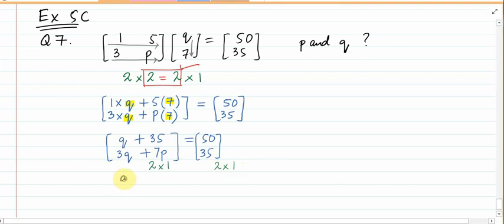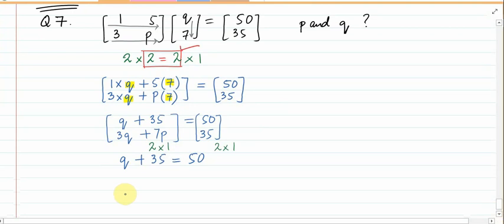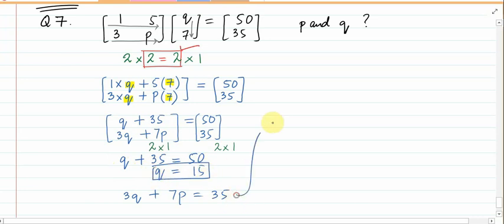The first row, Q plus 35 is equal to 50. And the second row, 3Q plus 7P is equal to 35. You can solve this equation to find the value of Q because there is only one unknown and that is Q. So Q is equal to 50 minus 35, it's 15. We have the value of Q. Now you can find the value of P. So 3Q plus 7P is equal to 35. Value of Q is 15.